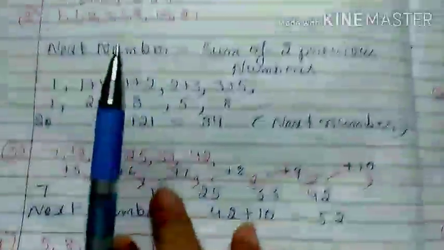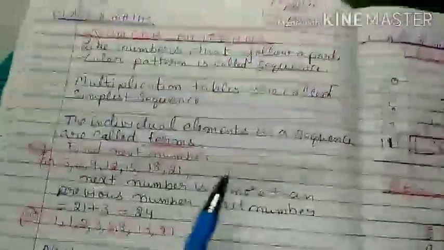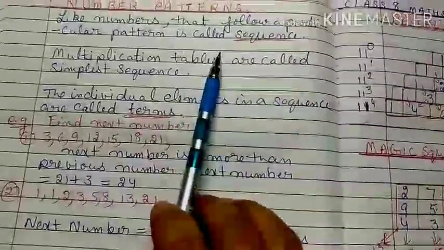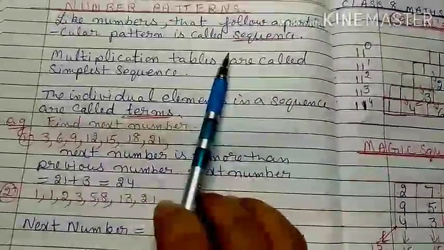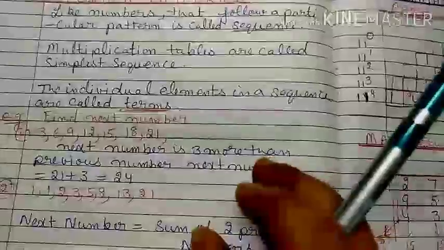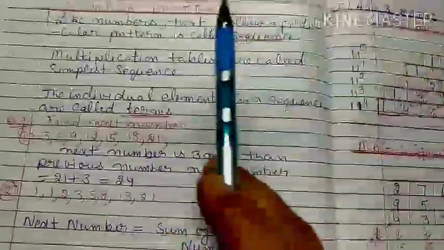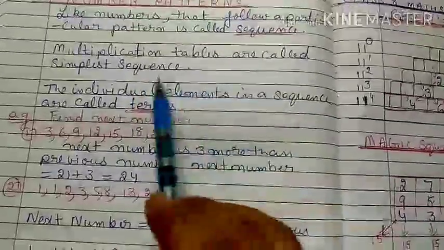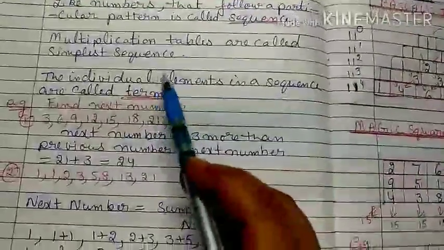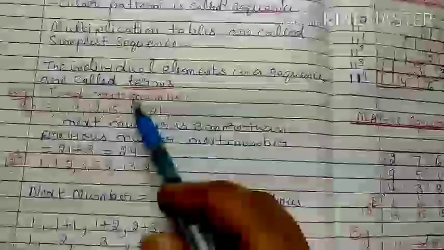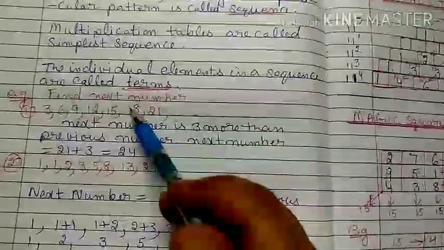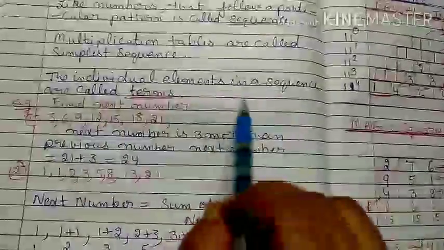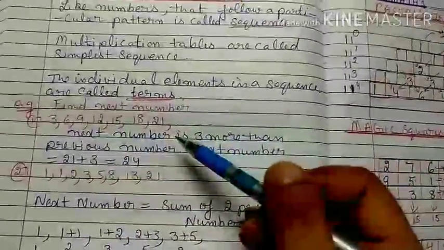Next is number patterns. What are number patterns? Numbers that follow a particular pattern are called a sequence. If numbers follow a particular pattern to form the next number, we call it a number pattern. All your multiplication tables go on a particular sequence, like if I take the first number, multiply by 1, multiply by 2, multiply by 3, multiply by 4, and so on. The individual elements in a sequence are called terms.